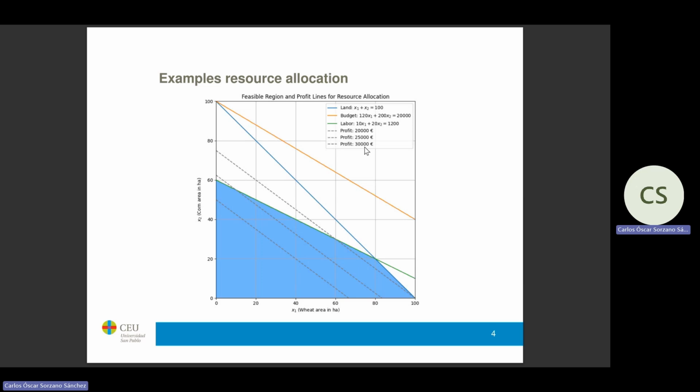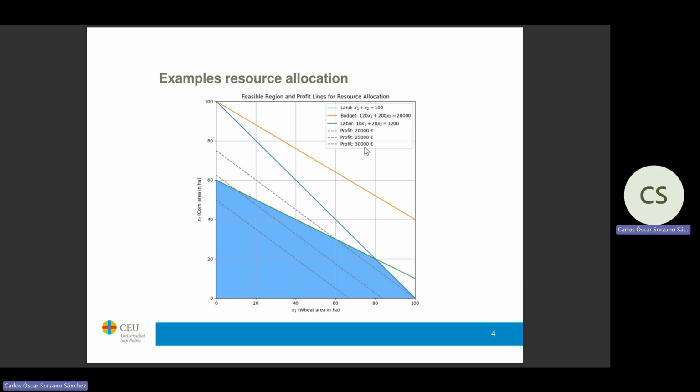And this blue region is limited by the constraints. Here it is two of the constraints, but it could be by any number of constraints. But in general, this will be a kind of polygon. Okay, then what about the profit? So the profit, we have drawn here different lines. And what we see is that as you go in this direction, the profit is increasing.